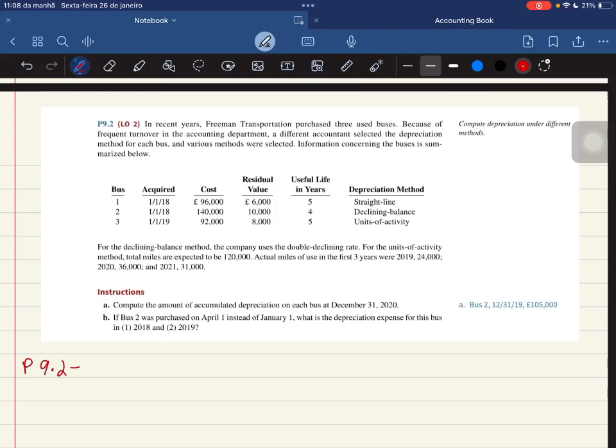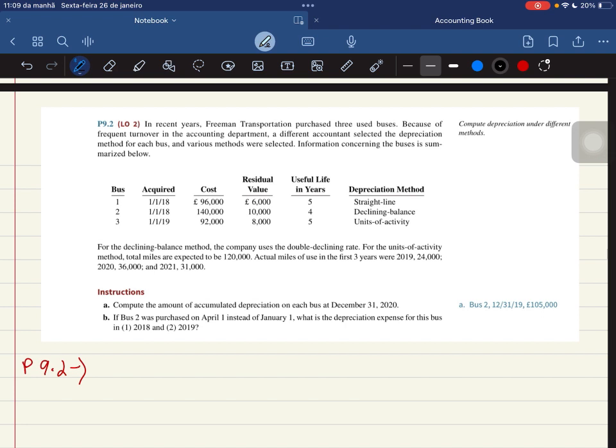P 9.2. In recent years, Freeman Transportation purchased 3 used buses. Because of frequent turnover in the accounting department, a different accountant selected the depreciation method for each bus, and various methods were selected. Information concerning the buses is summarized below. For the declining balance method, the company uses the double declining rate.